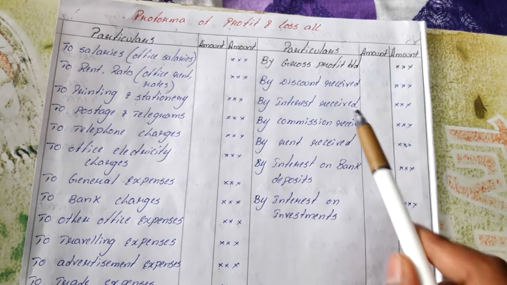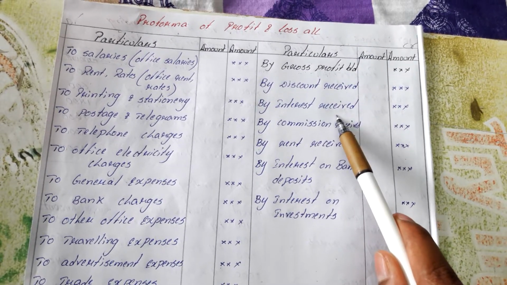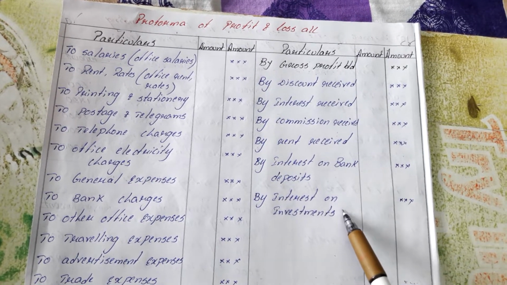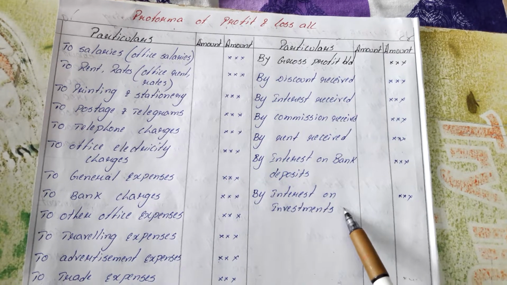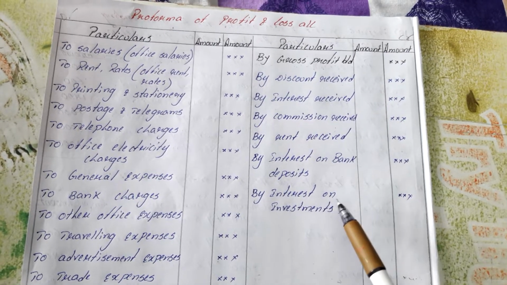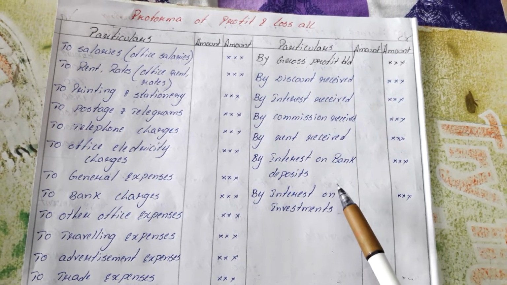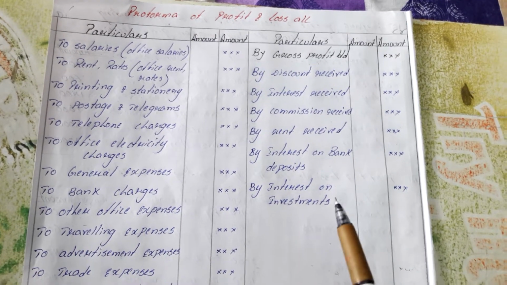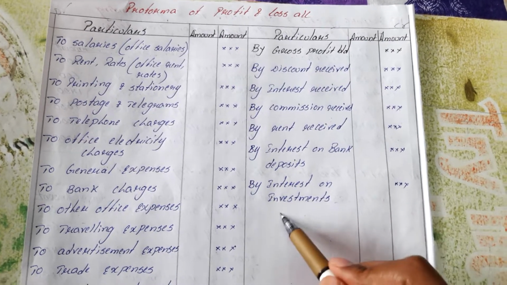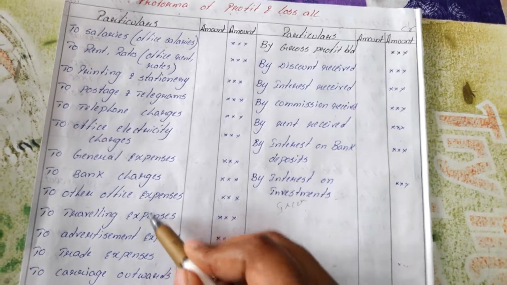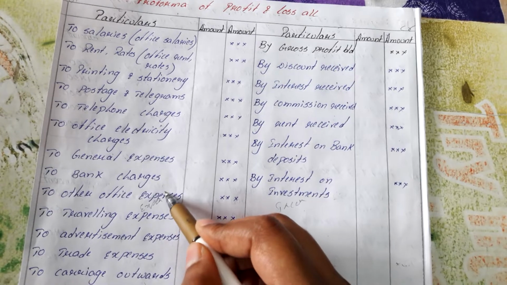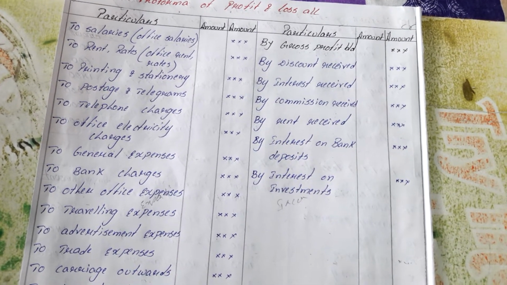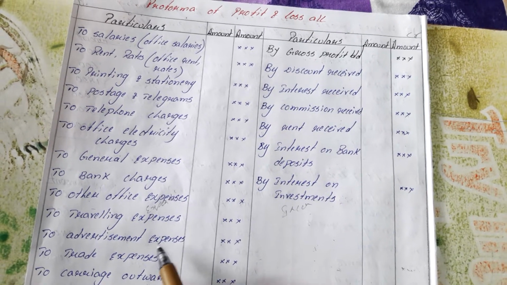On the credit side you can see we have discount received, interest received, commission received, rent received, interest on bank deposit, interest on investment. Whatever income or receipts we get, we record on the credit side. Whatever expenditures we have incurred, we write on the debit side. So this is all your income and this is all your expenditure. When your income is more compared to your expenditure, then we have a profit.